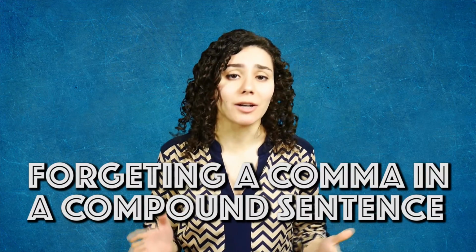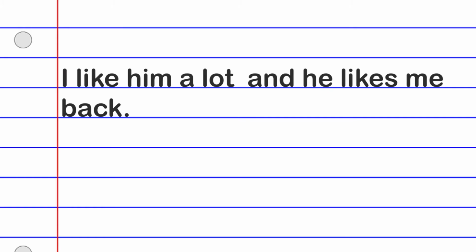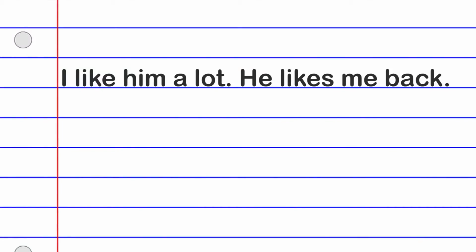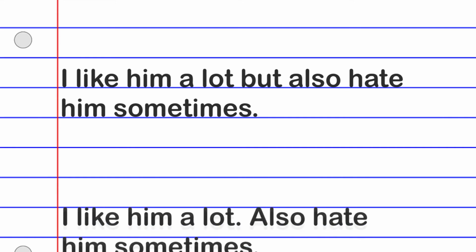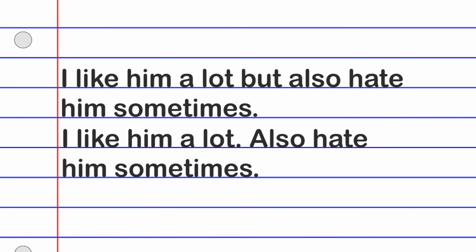Forgetting a comma in a compound sentence. This is when you write, I like him a lot and he likes me back, but forget to add that comma. This is important to add because these are two separate sentences connected by the word and a comma. So in essence, we're saying, I like him a lot, period. He likes me back, period. However, if you wrote, I like him a lot but hate him sometimes, you wouldn't use a comma before but, because hate him sometimes isn't a complete sentence on its own.